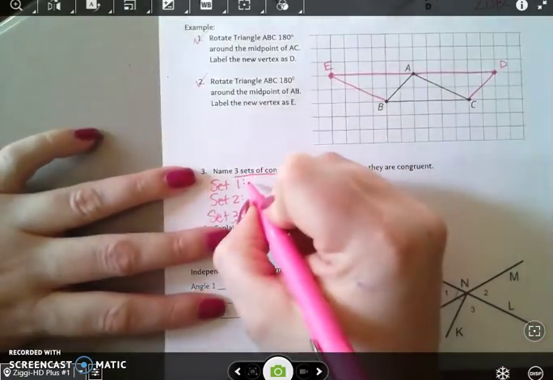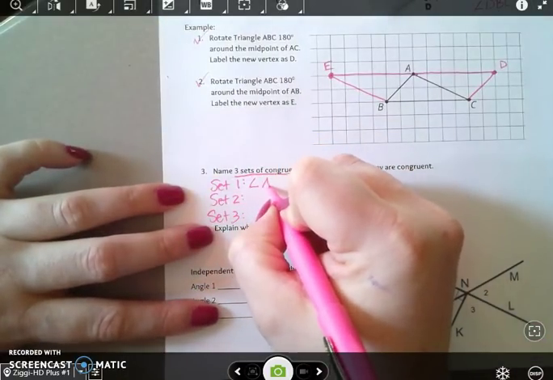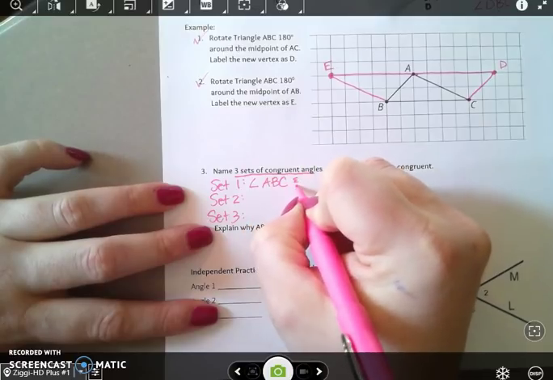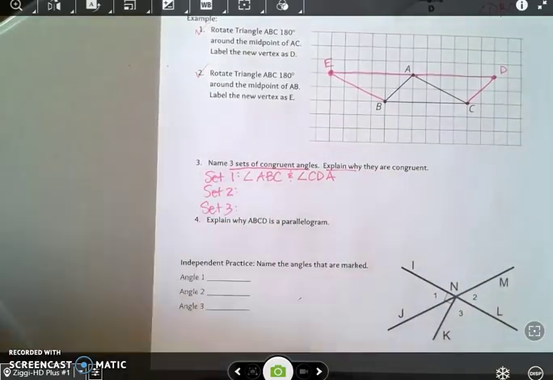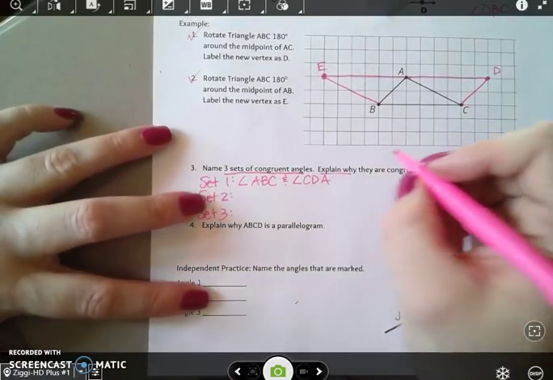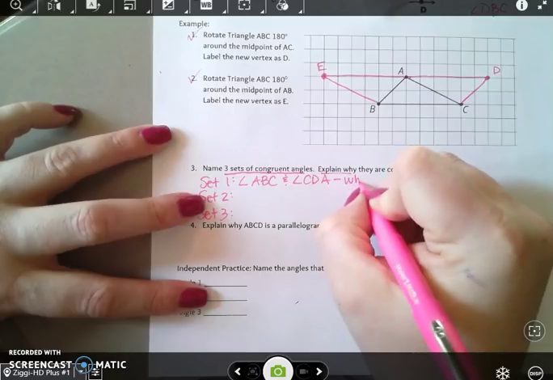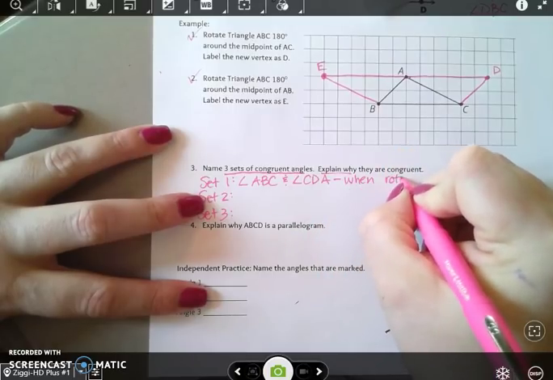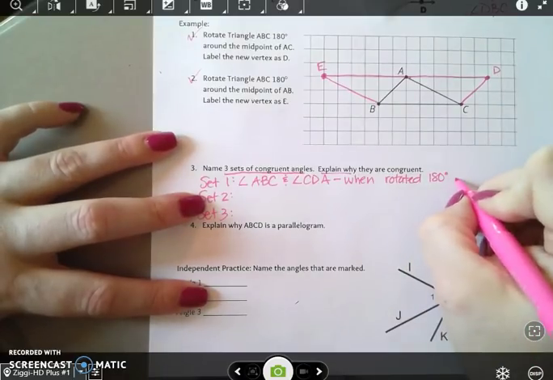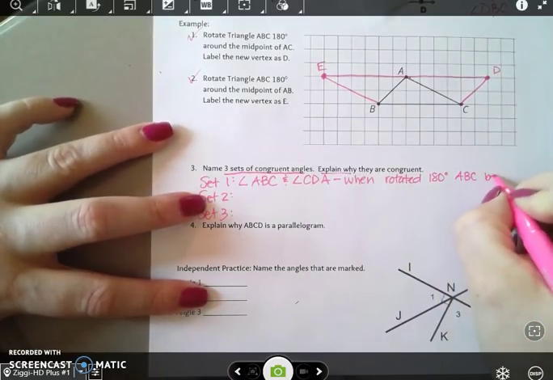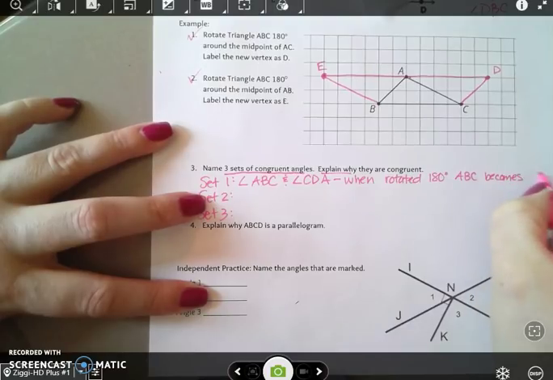So let's write that down. We can say that angle ABC and angle CDA are congruent. Well, how do we know they're congruent? Why do we know that? So our explanation could be, when rotated 180 degrees, ABC becomes CDA.